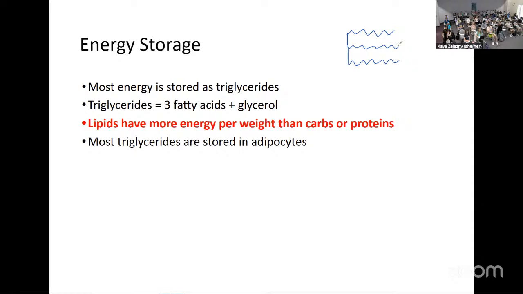Now, if you were to weigh a triglyceride per weight, so for the space it occupies, the density it is, lipids are going to have more energy stored in their bonds than carbs or proteins do. They're really dense. They're a really good way to save this energy for later, but not have it take up too much room in your body. Most of these triglycerides are going to be in your fat cells, which are called adipocytes. Okay? So adipose tissue is fat tissue. These are the types of cells in that tissue.